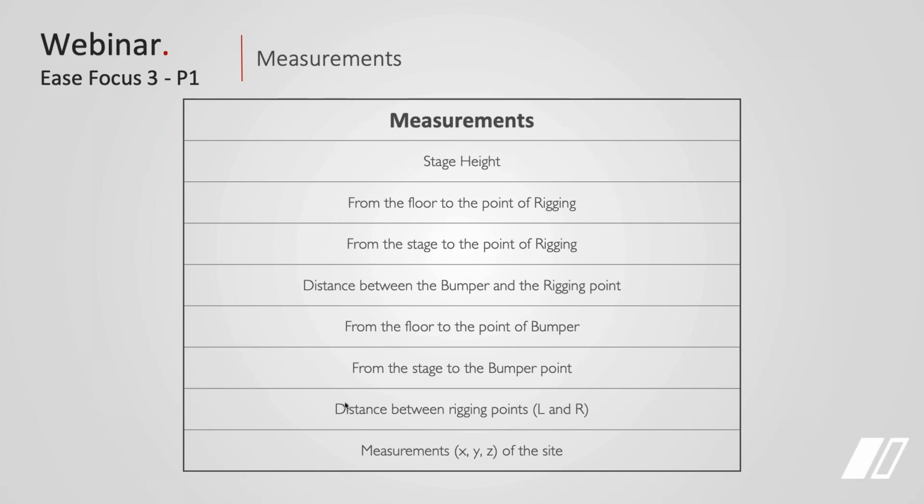Sometimes we have to rig inside of our stage, so our limit to the ground might be actually the stage and not the floor. Distance between bumpers and rigging, so that way we know an adequate height that we have left over if we need to raise boxes higher. Distance between bumpers and rigging points. Floor to bumper point, floor to stage, stage to bumper point as well. These are all important measurements, only to make sure that you're putting things accurately into place.